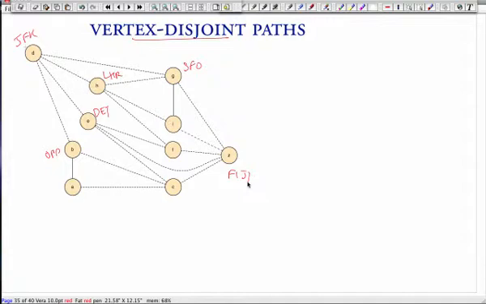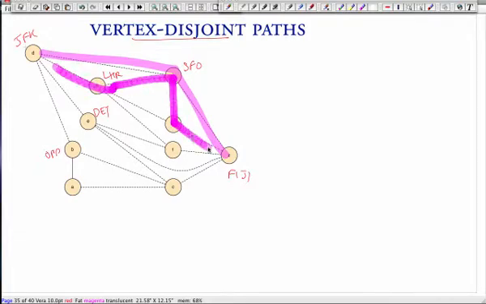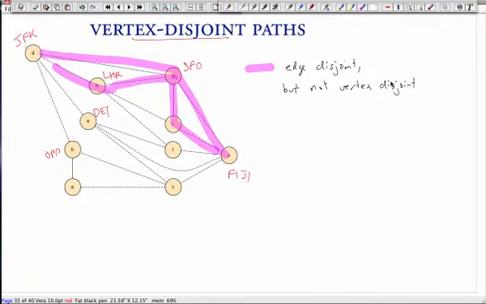Clearly in practice you'd send them at different times, but then they would get there at different times. Here you just want to send from source to sink using paths that do not ever share a vertex. Take a look at these two purple paths. These are edge disjoint paths, but they're not vertex disjoint. So we want to actually solve the vertex disjoint problem.